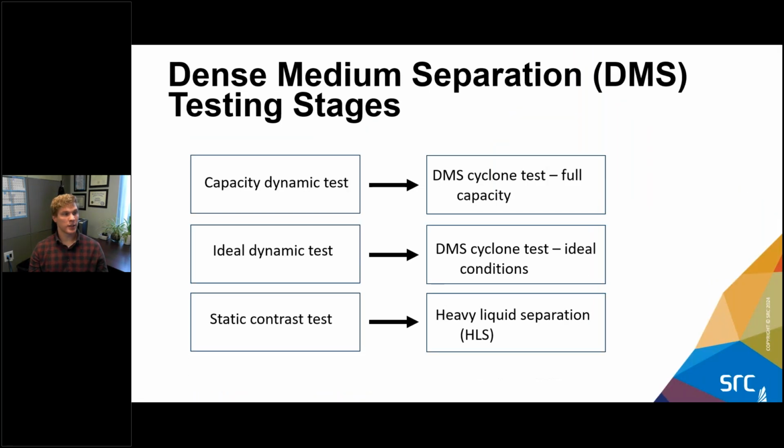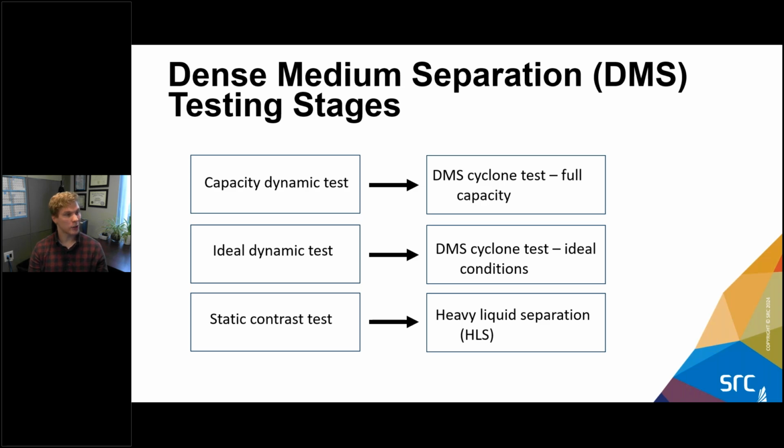So what are those stages? We'll relate those back to sorting. What's our static contrast test? That's the heavy liquid separation. We're going to get a profile of the minerals in our sample. You're going to get a profile of the density, the density spread of the material, and you can also do that by size. It's similar to particle size distribution, except it's across density, but you can also do it across different particle sizes, just to see where the minerals are in different sizes. When you do that, you can get an idea of whether there is a theoretical contrast here, and where I would potentially want to operate. And that's where you go up to the next stage, which is the DMS cyclone test under ideal conditions.